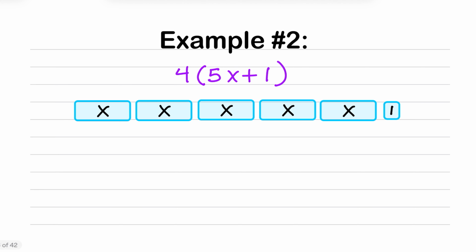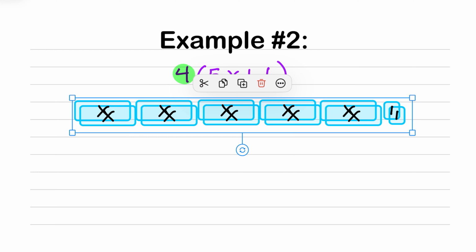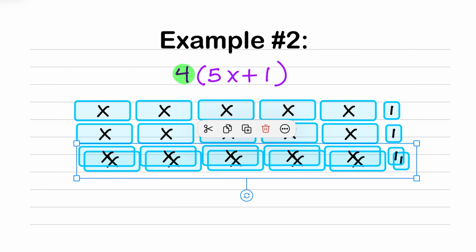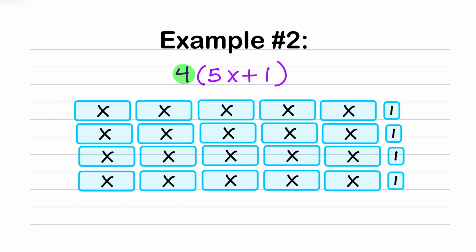In this example, we have 4 times the quantity 5x plus 1. 5x plus 1 is shown in algebra tiles. Now we're going to do 4 times that. This allows us to visually see our answer. We have 20x plus 4.